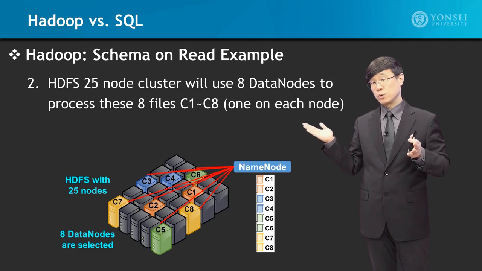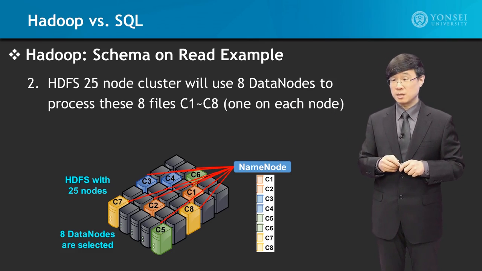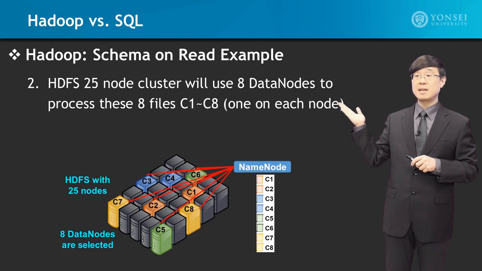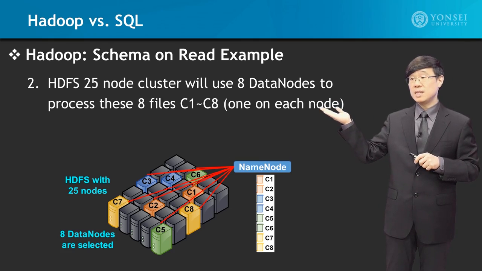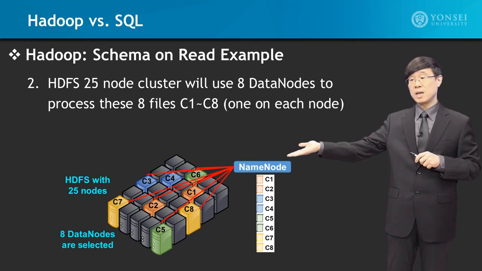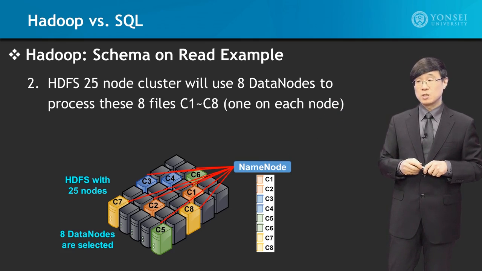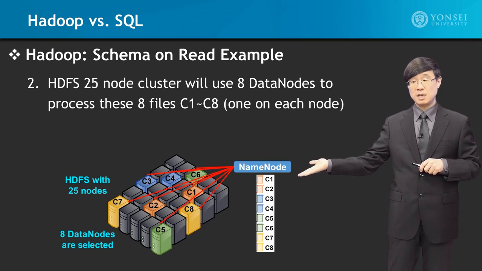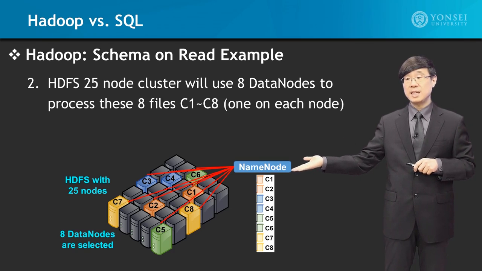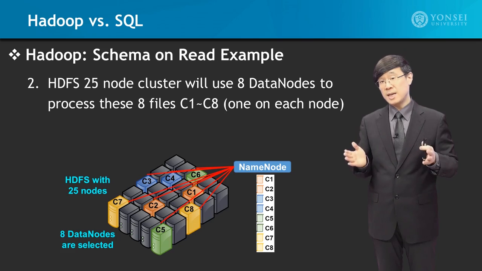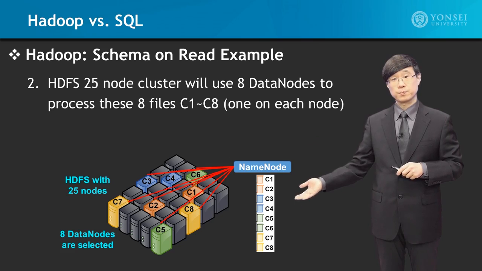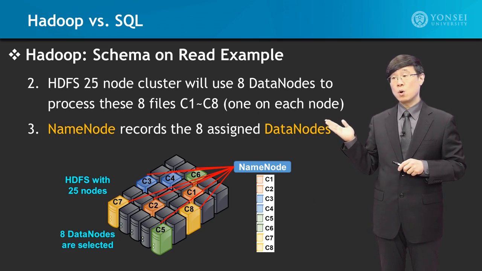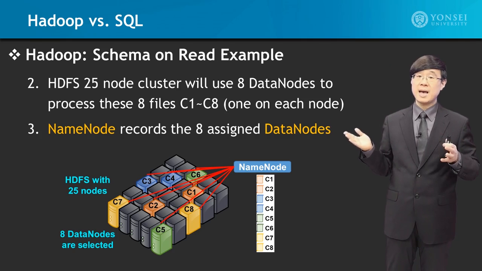In HDFS, we are going to assume that there are 25 nodes in the cluster. We will use 8 data nodes because we had C1 through C8, and each one of these 8 will be assigned to one of these data nodes. So there is the name node that has C1 through C8, and we will assign each one of these individually to an individual data node. So 8 data nodes will be assigned files, individually C1 through C8. The name node records the 8 data nodes that were assigned a copy.